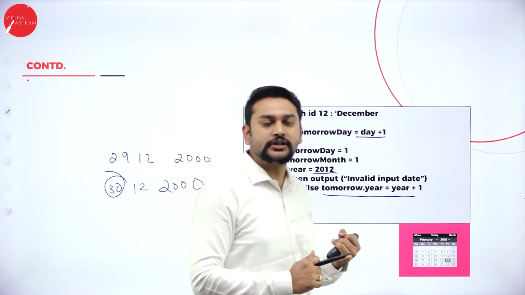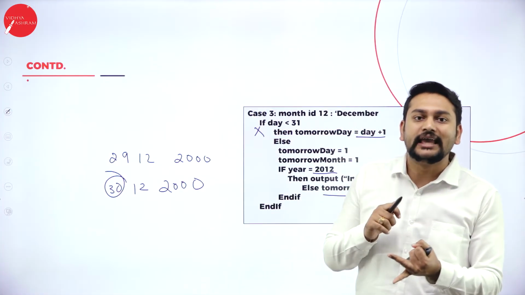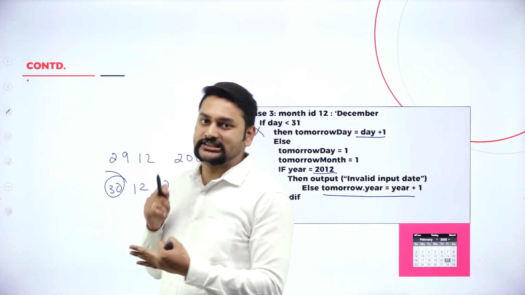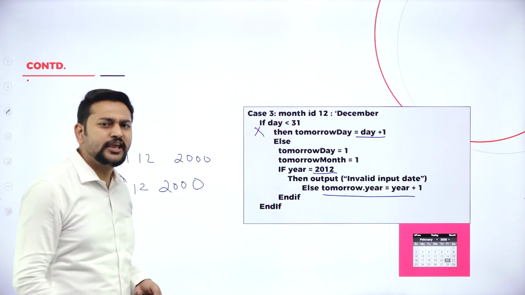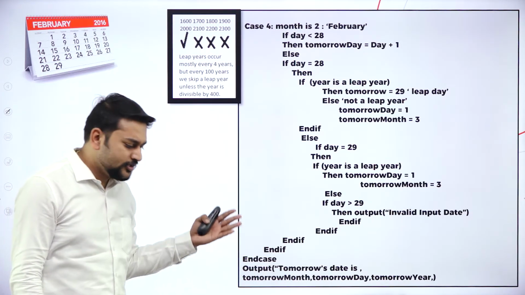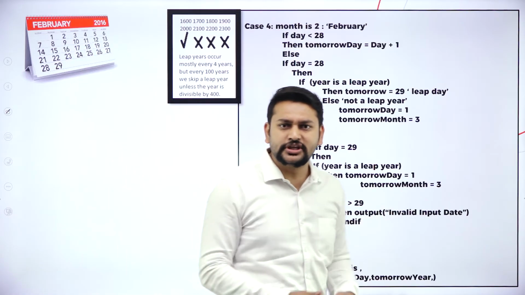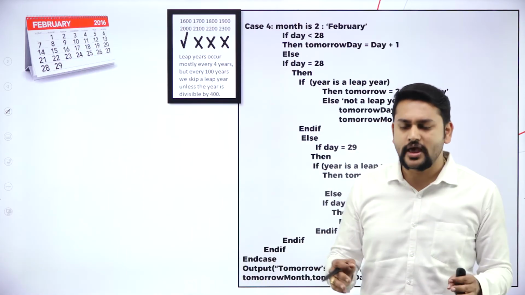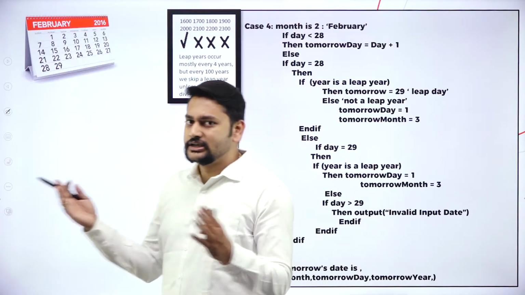Fine, you have learned case 1. You have learned case 2. You have learned case 3. What is the next case? So the next case is all about the February case. Okay. So this is a very, very tricky case. All right. This is where your knowledge and your skills are demanded.